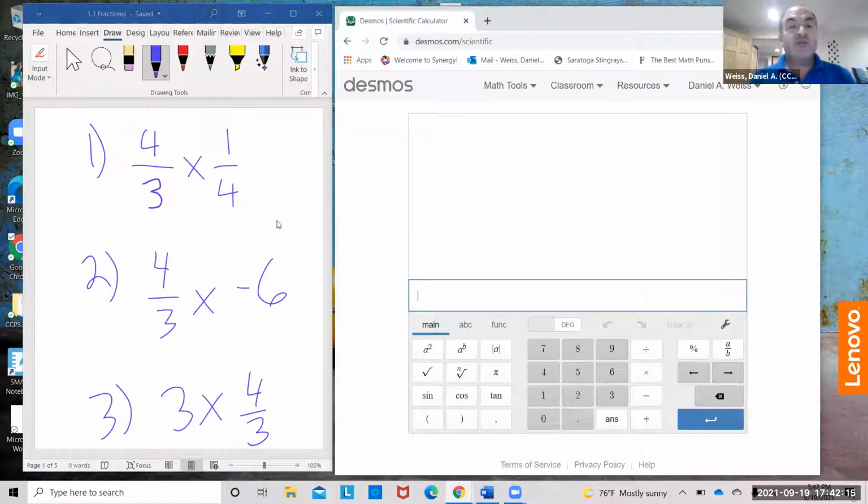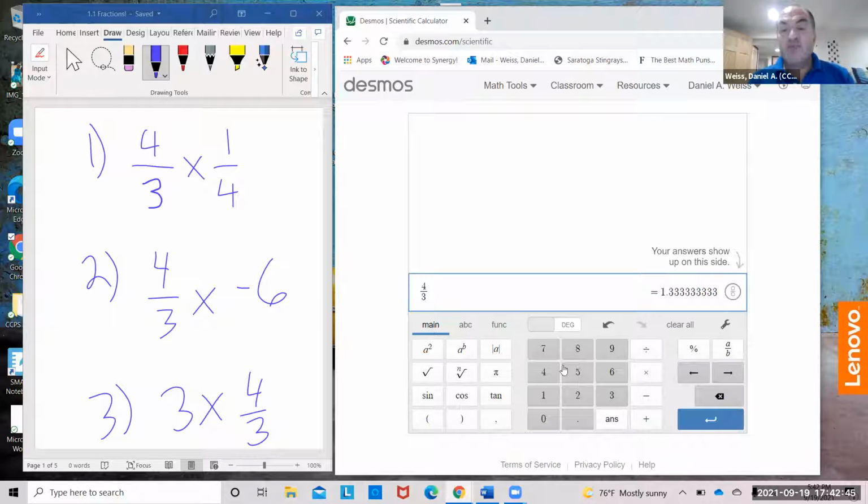So for example, if I want to do 4/3 times 1/4, when you're going to do a fraction on this calculator, first, do you see this A over B right here? You hit that first. Before you do a fraction, you have to hit this first. You see how a fraction bar comes up? You type in the 4 and then go to the bottom and type in the 3. Then we're going to go over to the right. You got to click on the right. Because I'm doing 4/3 times 1/4.